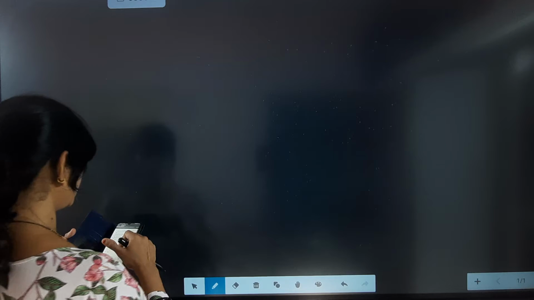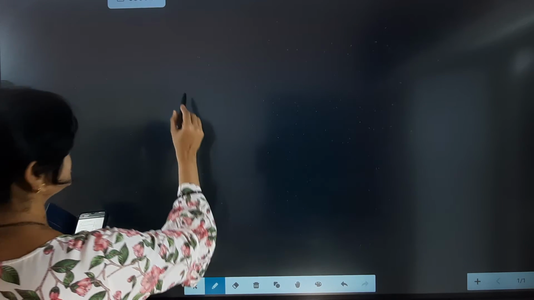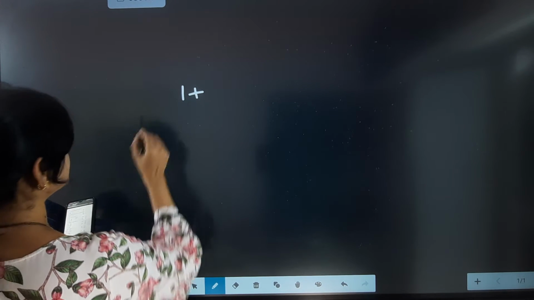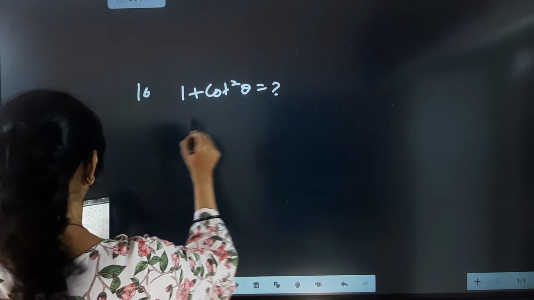Shall we go for the next question? Next question they are asking, question number 16: 1 plus cot square theta will be equal to what?